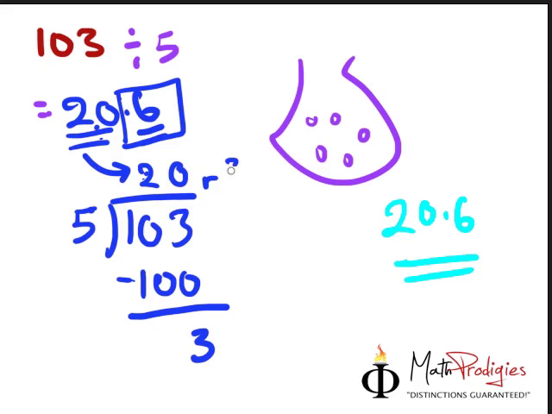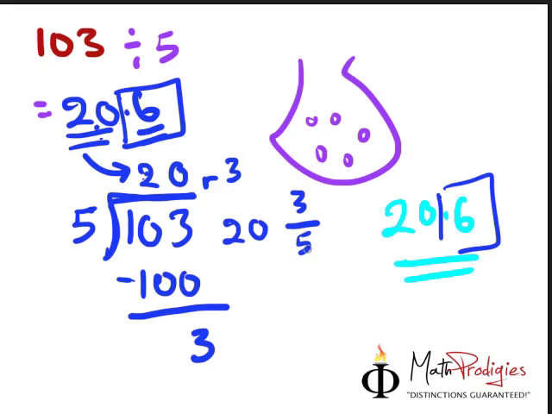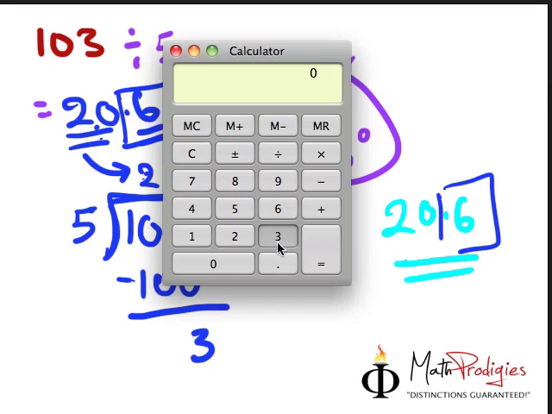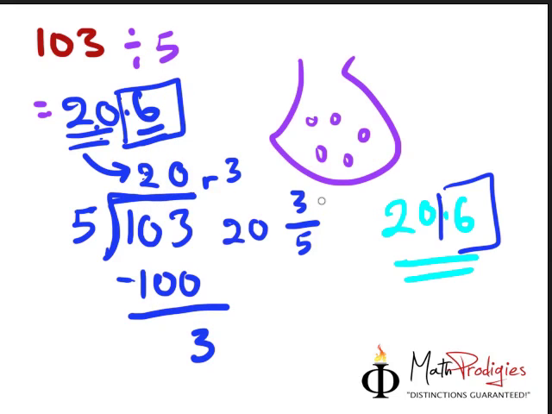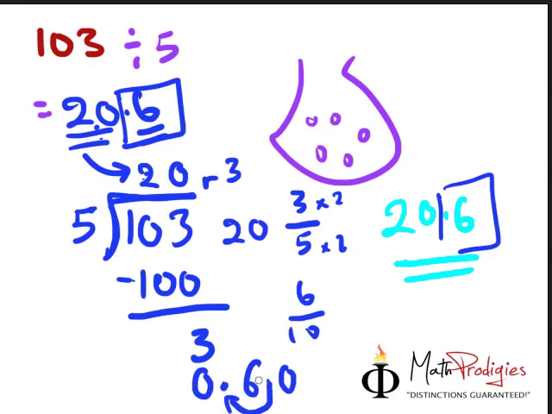It means remainder 3. Now how did I get 0.6 over here? It is actually 20 and remainder is 3, right? 3 divided by 5, you put it into a calculator, you get 0.6. Why? Because 3 over 5 is also the same as 6 over 10. And 6 over 10 is the same as 6.0 divided by 10, where you move the digits to the left, so it becomes 0.60.